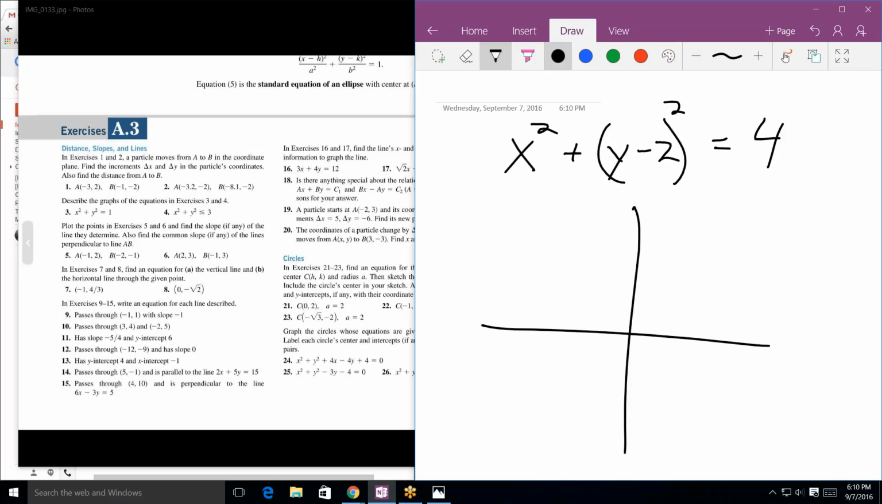So where's the center of this circle? It's H. Could I define the x and y intercepts? Not yet. We'll get to that. First of all, we've got to graph the circle. In other words, the middle part of these instructions, then sketch the circle, including the circle's center. Well, that's what you always start with, is the center. So where's the center of this circle?